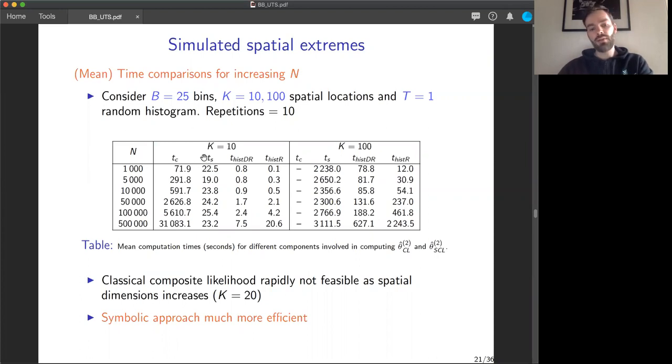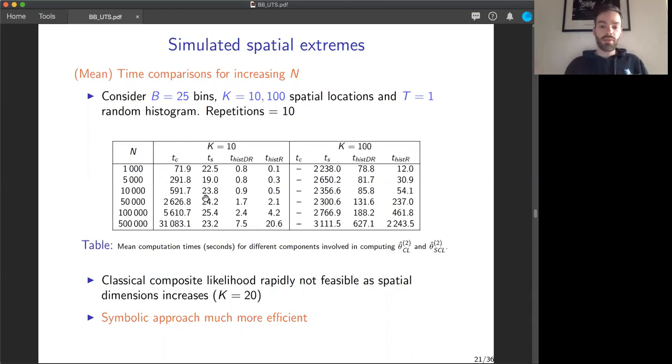TS is the time that it takes for the optimization of the symbolic likelihood. And that one stays relatively constant around 22, 24 seconds. It's because the number of bins is not changing here. So as I'm not changing the number of bins, the difficulty is always the same. I just have already aggregated my data.